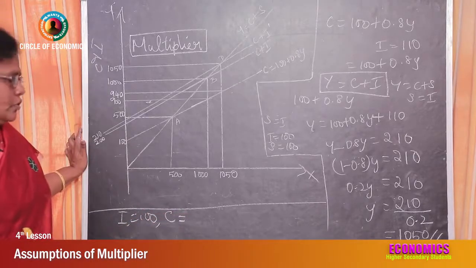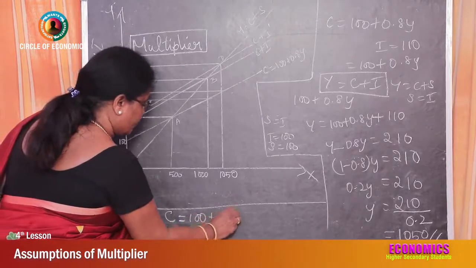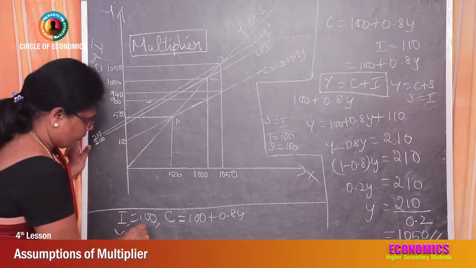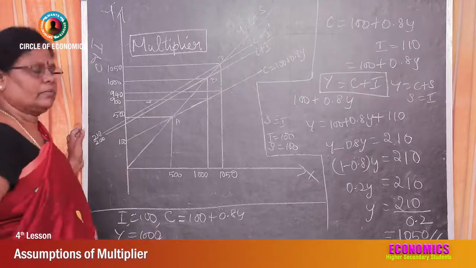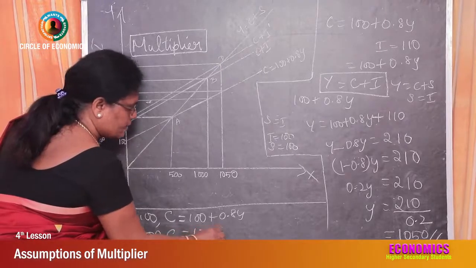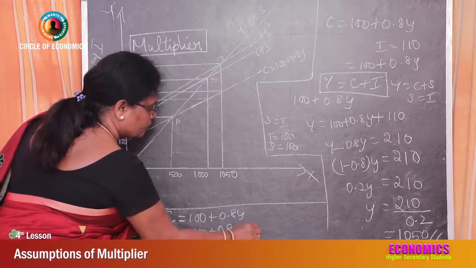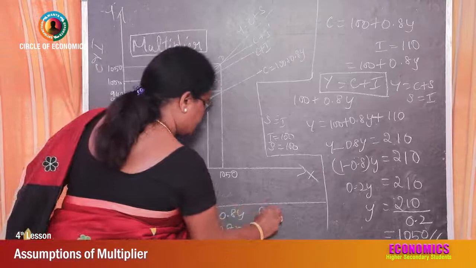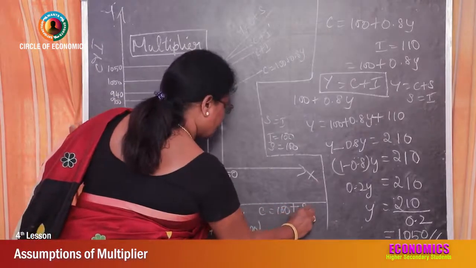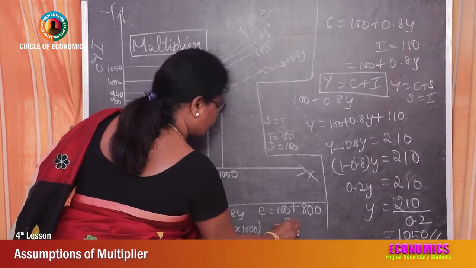So when I is equal to 100, what is the value of C? C is equal to 100 plus 0.8y. When I is equal to 100, y is equal to 1000. So C is equal to 100 plus 0.8 into 1000. So you are getting C is equal to 100 plus 800 is equal to 900.